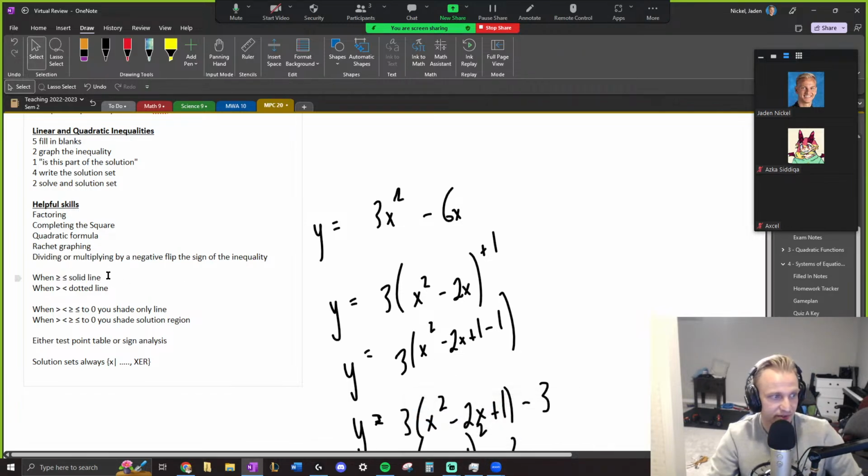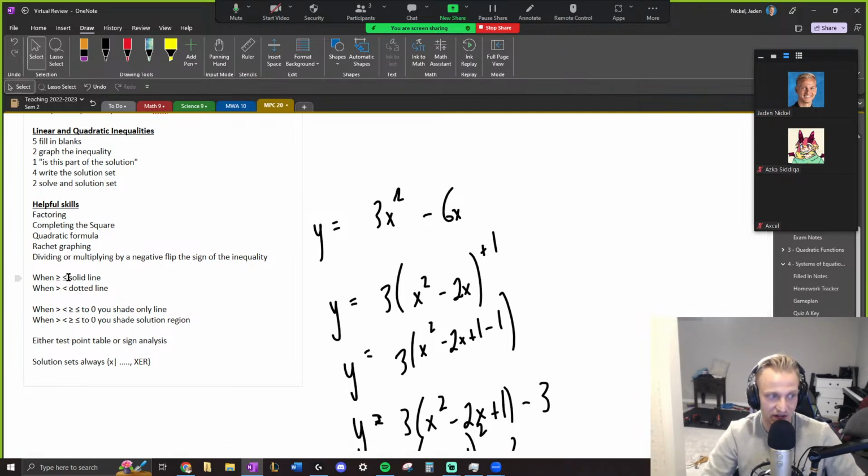Oh yeah, and then these are just reminders that I threw in there. When you have a greater than or equal to or less than or equal to sign, you need a solid line when you're graphing. When it's a less than or greater than, you need a dotted line.